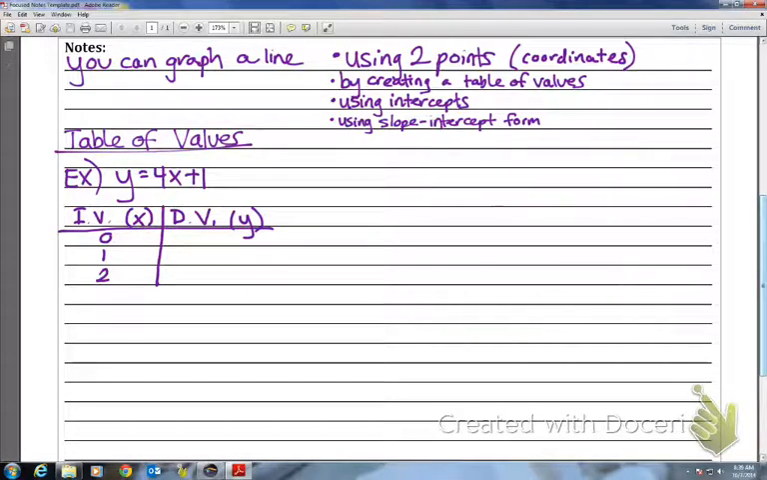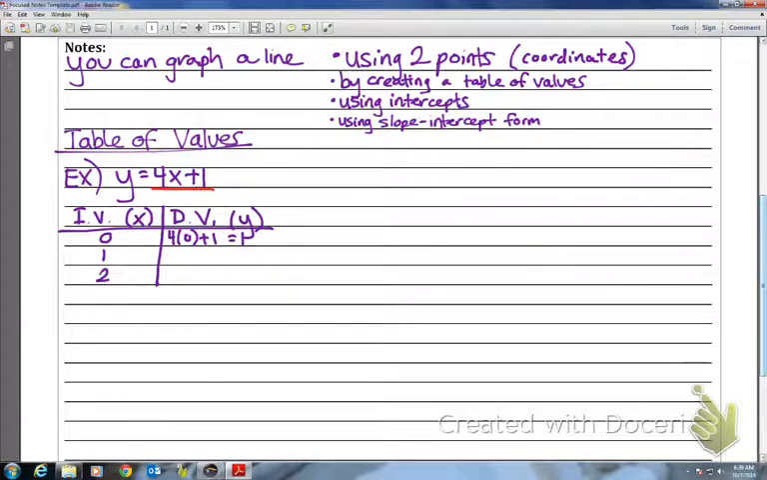So when I plug in 0, I get 4 times 0 plus 1. So 4 times 0 is 0, and 0 plus 1 is 1. So my y value would equal 1.